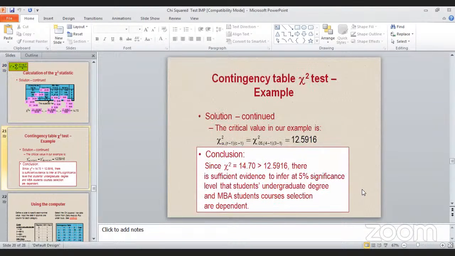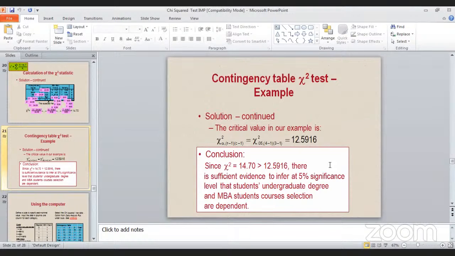This calculated value of the chi-square should be compared with the table value. The table value is 12.59. Since your calculated value of 14.70 is greater than the table or critical value of 12.59 at the 5% level, there is sufficient evidence to reject your null hypothesis. That means they are dependent. That means their undergraduate courses influence their majoring in MBA. Selection of auditing, financing, or marketing as a major is influenced by their undergraduate degree. That is the policy aspect, or the conclusion.